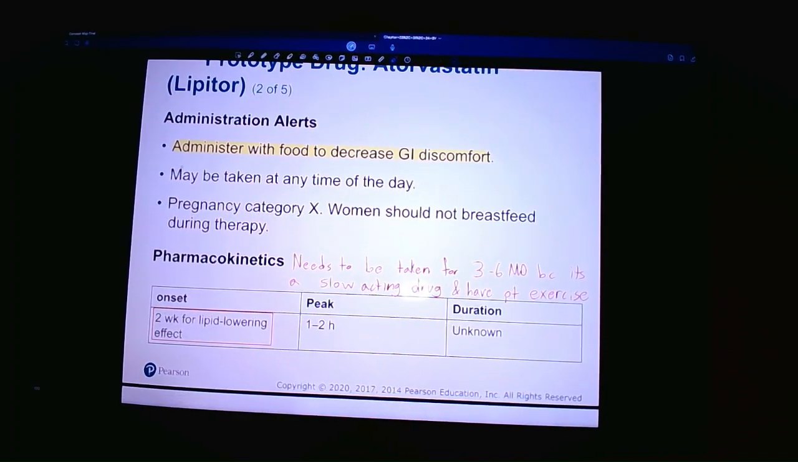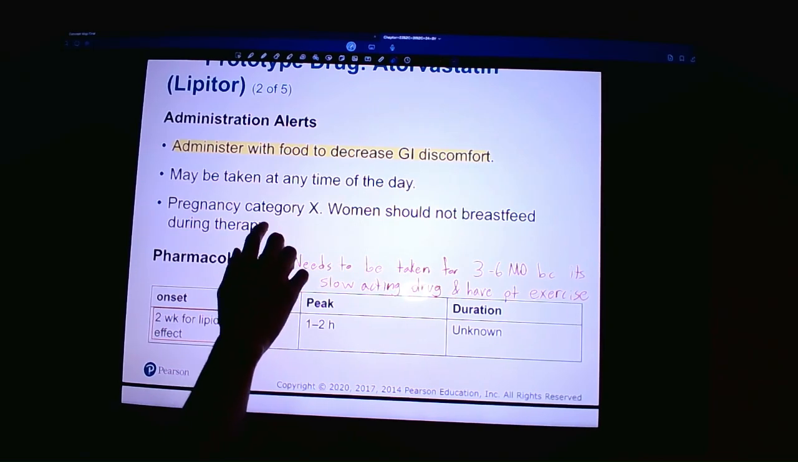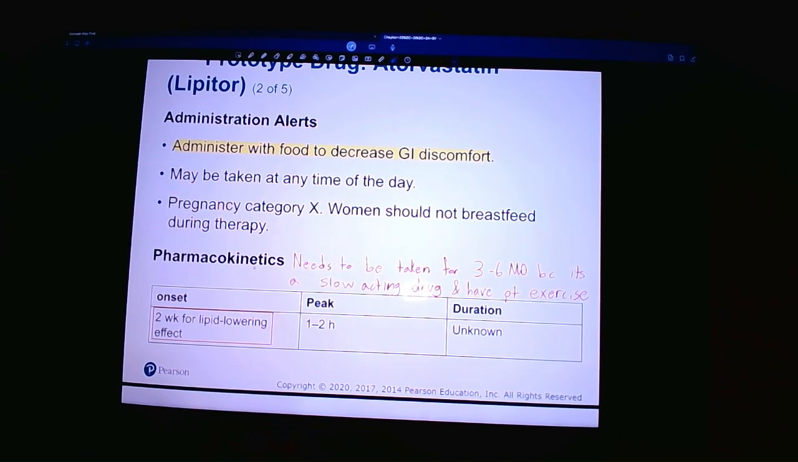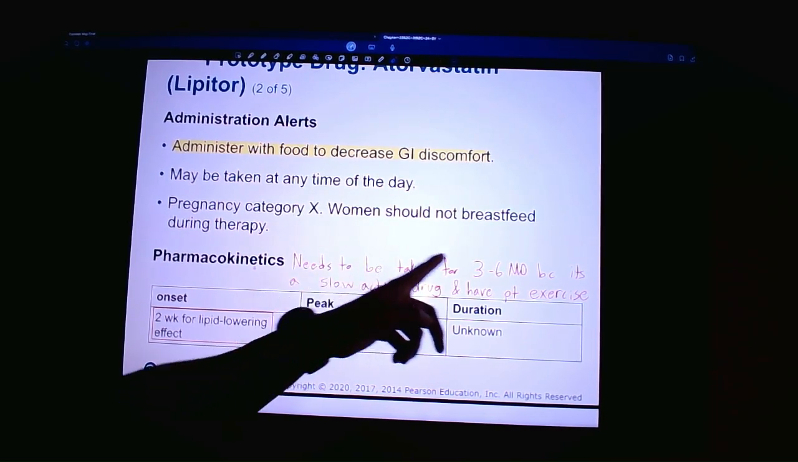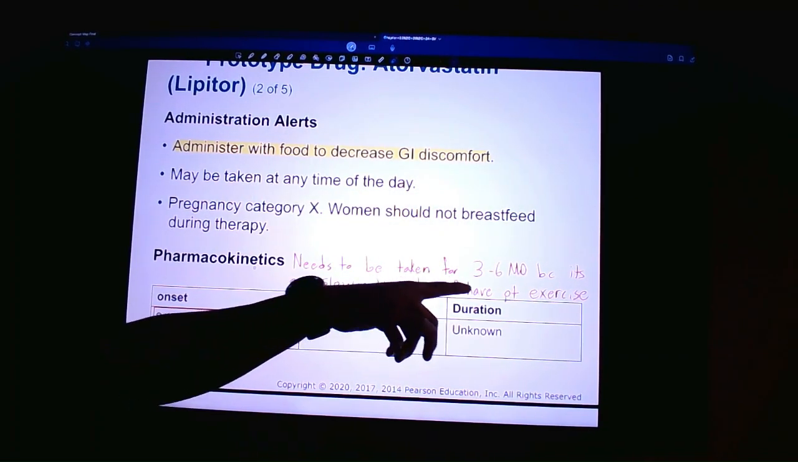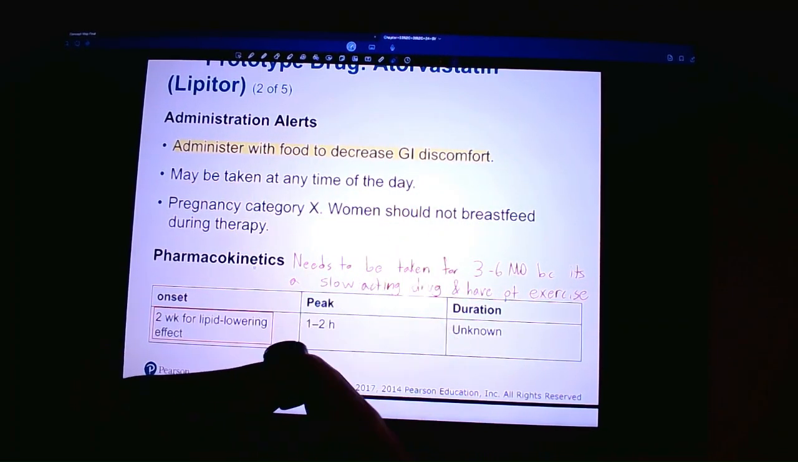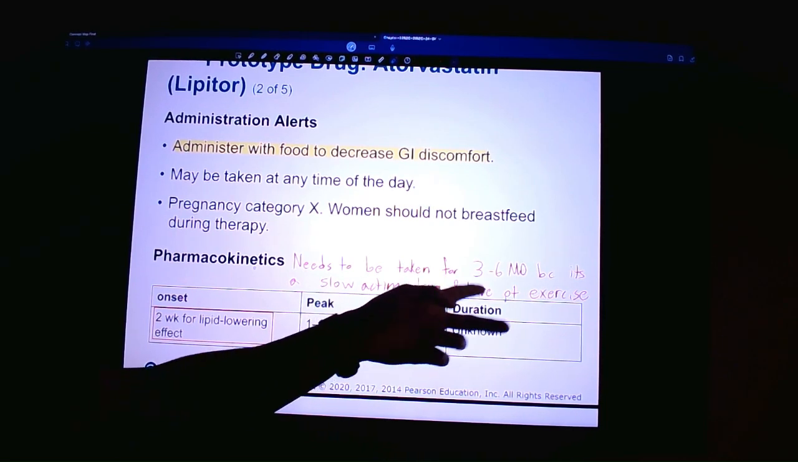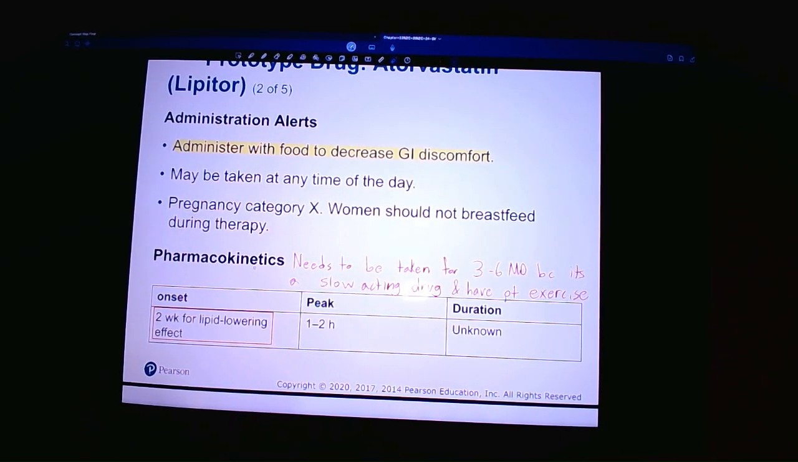Right? So administration alerts, the nice thing, you can take with food to decrease GI discomfort. Thankfully, a lot of these drugs seem to be kind of leaning on that path, but sometimes they can differ. They can be taken at any time of the day, and we did talk about why they should not be given to pregnant or lactating patients, right? This chicken scratch right here was written off of what the professor said. You know, it needs to be taken 3 to 6 months, just as we mentioned, because it's a slow acting drug and the patient needs to also exercise, right?